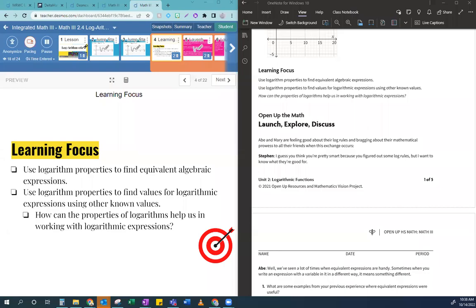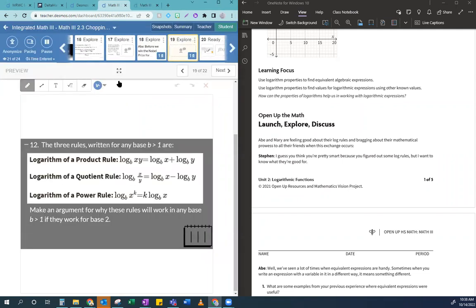Okay, so today we're going to be going over 2.4, and it's more just logarithmic stuff. So today you're going to be able to use log properties to find equivalent algebraic expressions, okay? When it talks about the log properties, that was on this page right here, right?